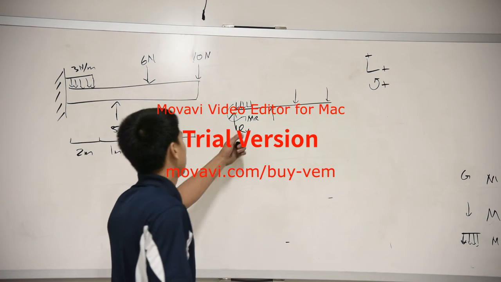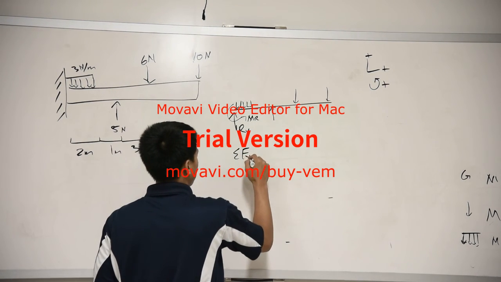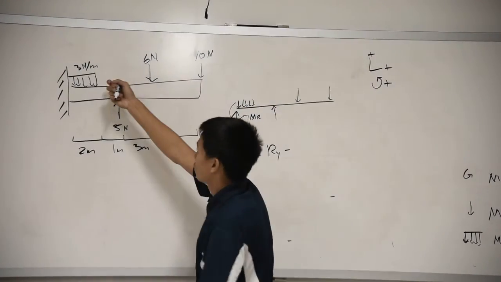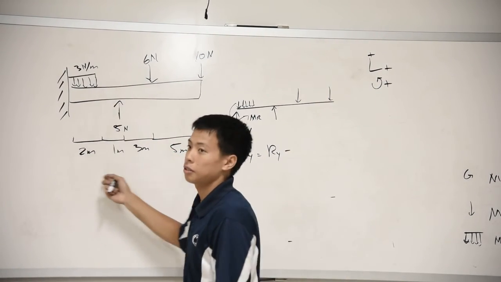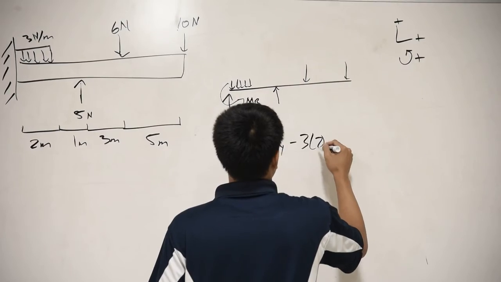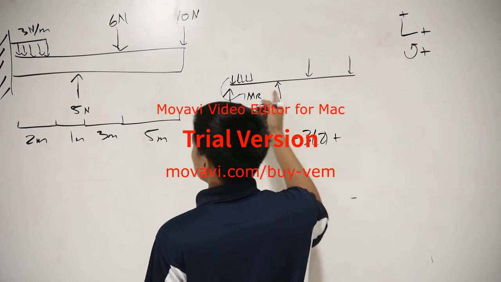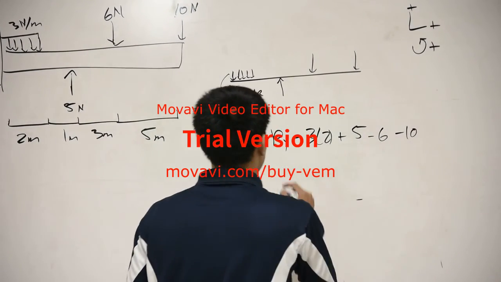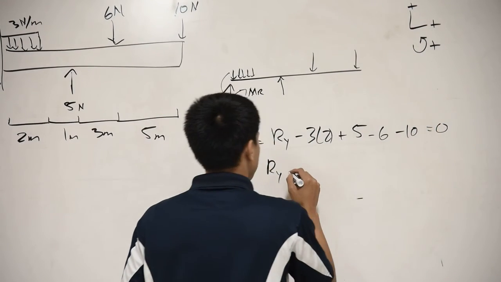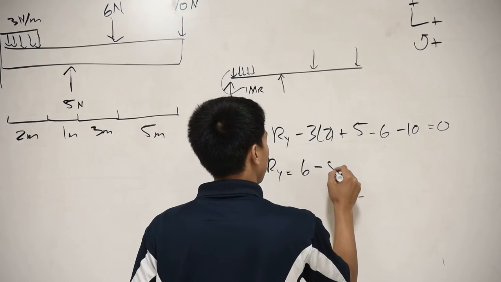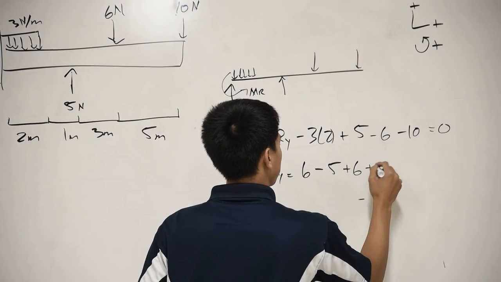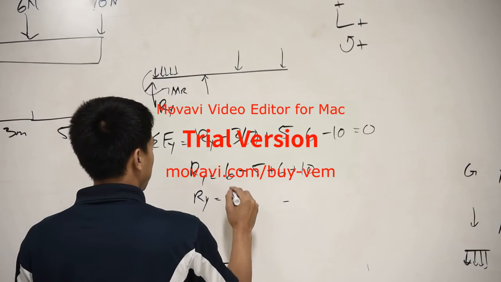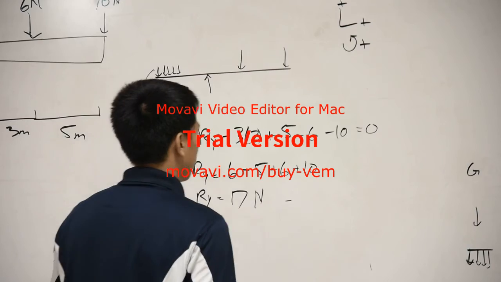All right, let's find the R value first. Sum of the forces in the y direction equals 0 equals Ry minus the equivalent of this, which is 3 times 2, so 6. Then this is positive here, so it's plus 5, minus 6, minus 10. Ry equals 6 plus 5 plus 6 plus 10. I just brought it to the other side. 12, 22, 17. Ry is equal to 17 newtons. Correct?